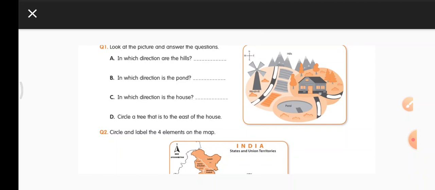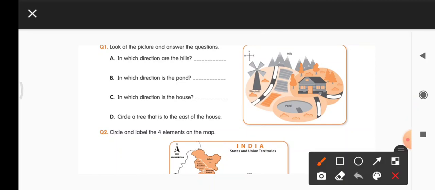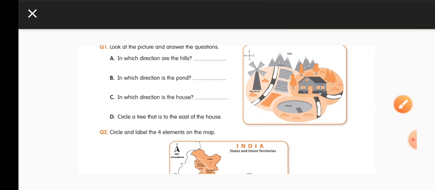Now, the C, in which direction is the house? The house is in the east direction. How do we know it? Because the compass is here. The compass tells us north, east, south, west, which directions they are, right? Now, in which direction is the house? It is in the eastern direction, okay, east.